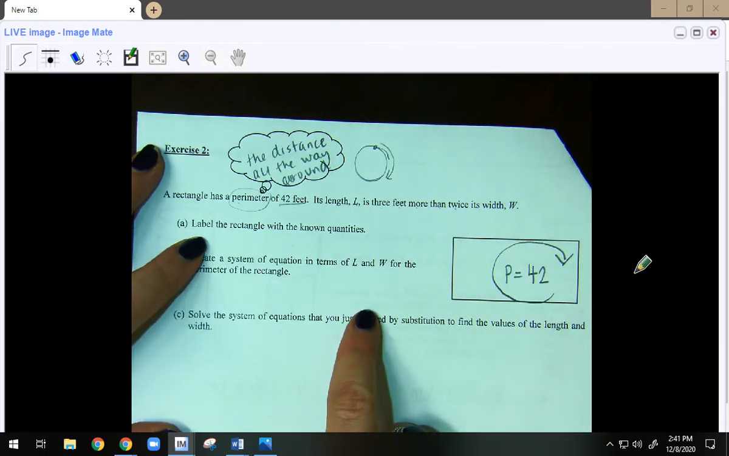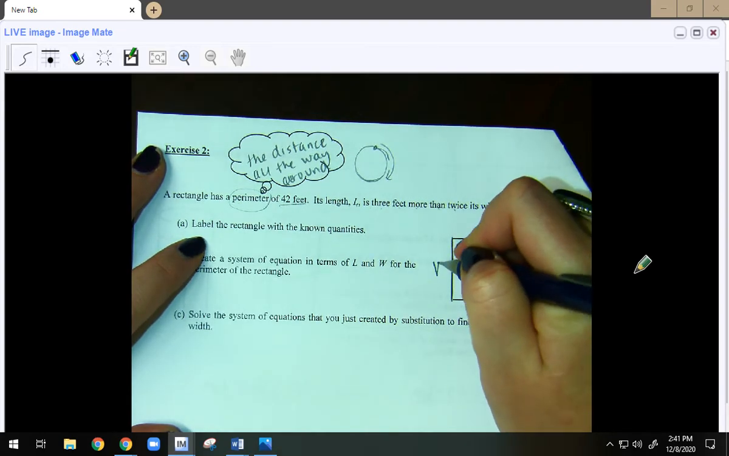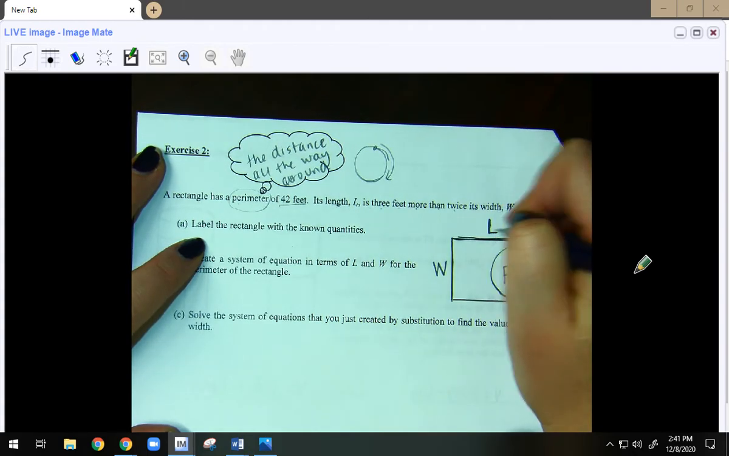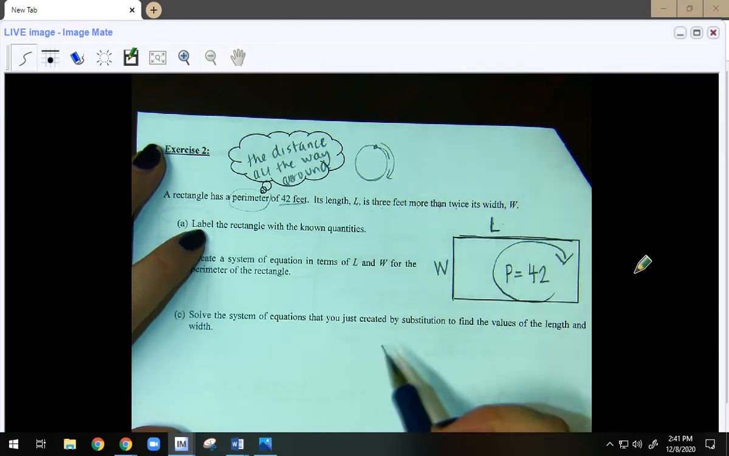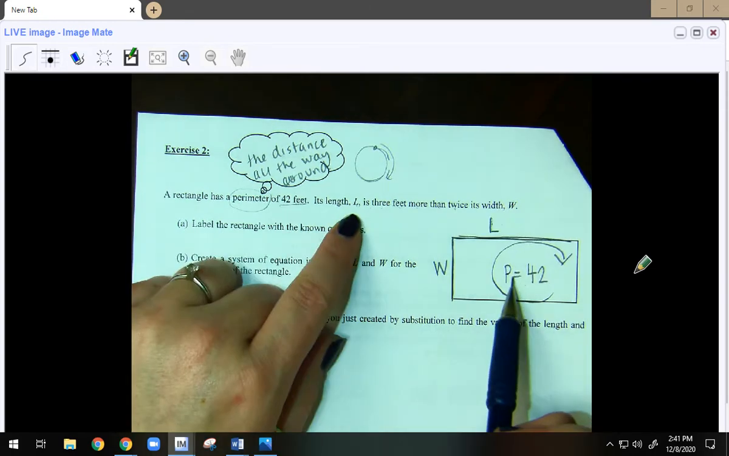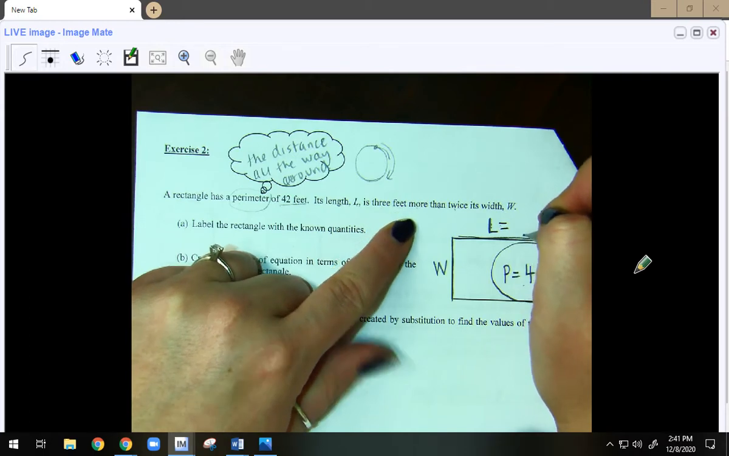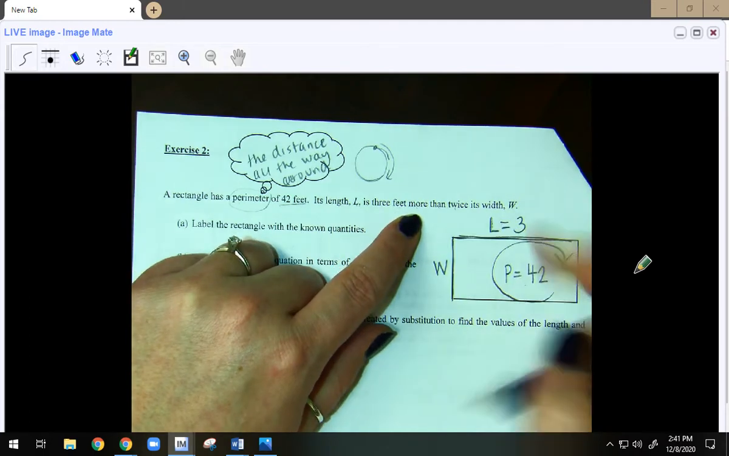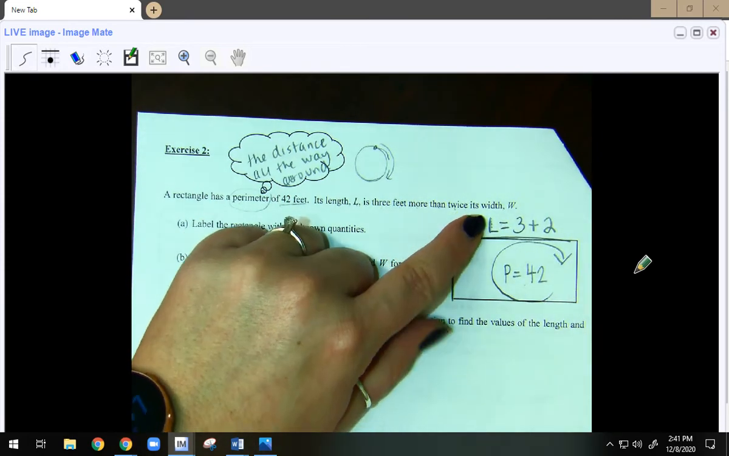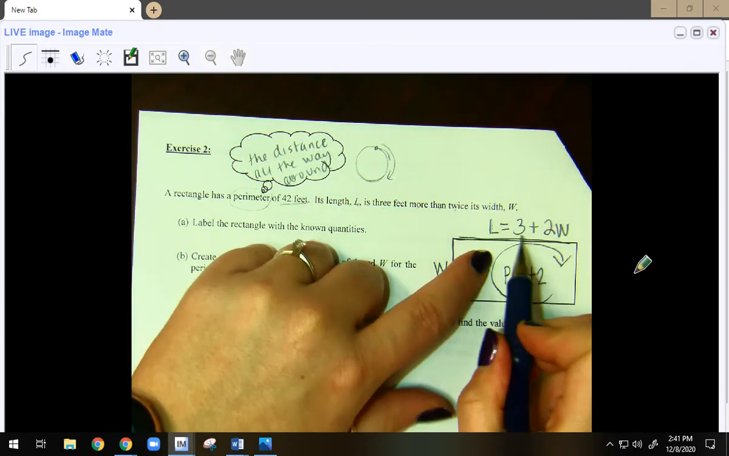Now, what is my length and what is my width? I'm going to call this my width, and this is going to be my length. Okay, perfect. So does it give me any information about this? It says my perimeter is 42, got it. Its length, L, is 3 feet more than twice its width. Well, what did we use as width? W, so I would have 3 plus 2W.